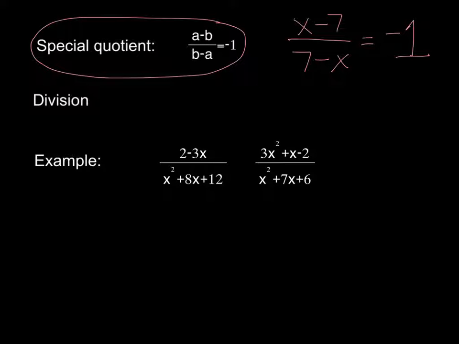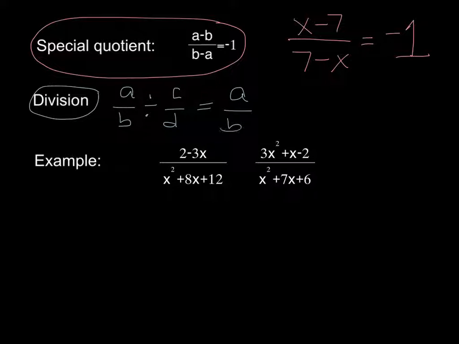Let's take a look at another example. We want to talk about division. When you divide two fractions, a divided by b divided by c divided by d, we can change the second fraction by taking its reciprocal, d divided by c, and changing our division to a multiplication. Sometimes we say, keep it, change it, flip it.